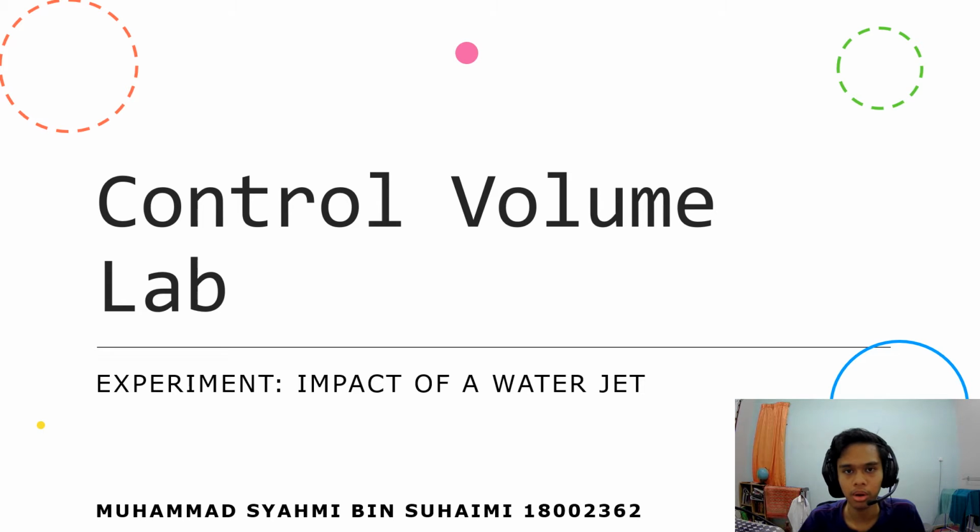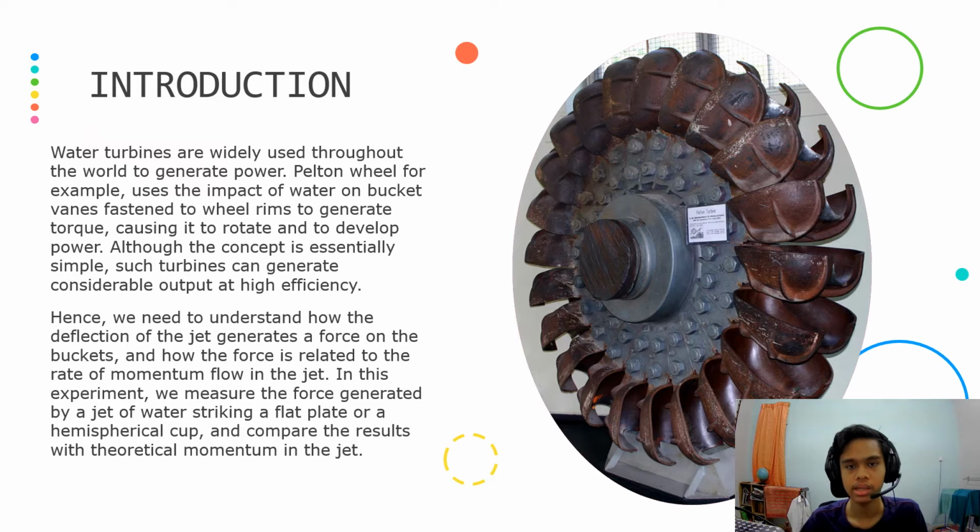The experiment that we're going to refer to today is called Impact of a Water Jet. As an introduction, water turbines are widely used throughout the world to generate power. A perfect example is the Pelton wheel. It uses the impact of water on its bucket vanes, which are fastened to its wheel rims, to generate a torque, hence causing the wheel to rotate and develop power.